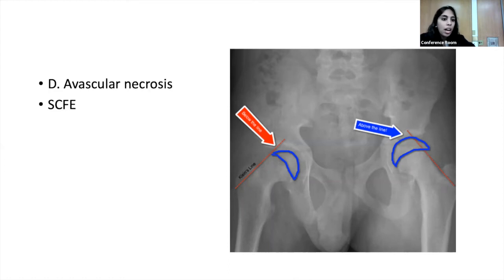It can be missed on the AP pelvis alone, which is why you're going to get your frog leg view. And this is just a picture of it. Basically, when you draw this line, you can see on the side that it's slipped because it's fallen below this line, whereas here, it's above the line. So it's a way for you guys, when you look at your x-rays on your own, to see the slip.